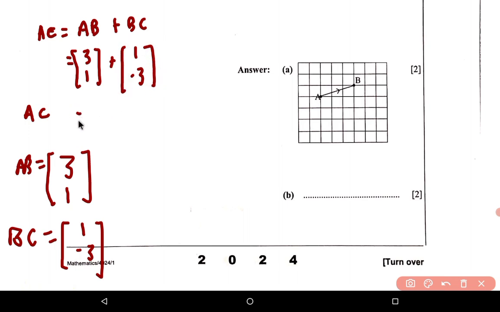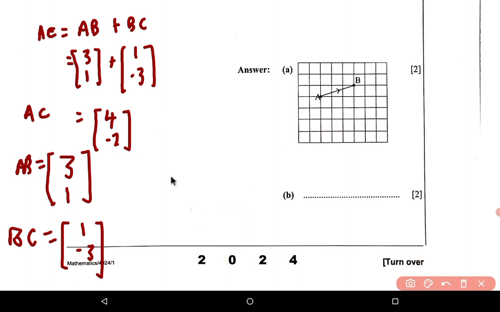So when we add this 3 plus 1, that will give us 4. 3 plus negative 1, that will give us the same as 1 minus 3, that is negative 2. Okay, so this will be AC.